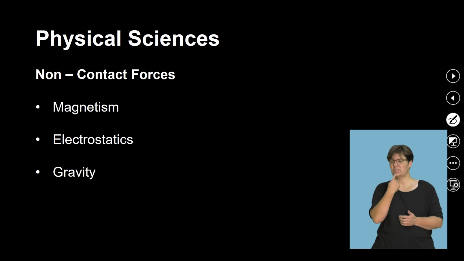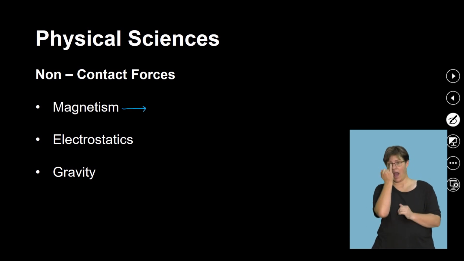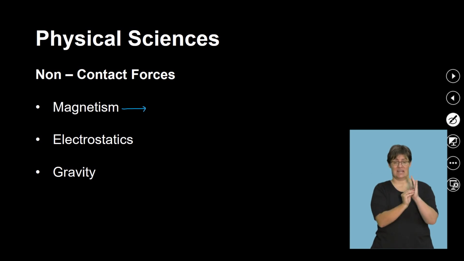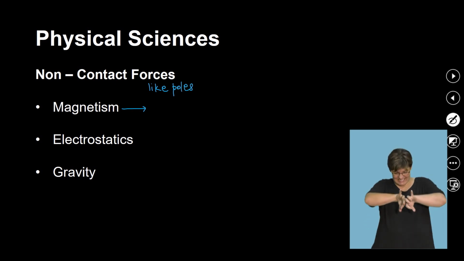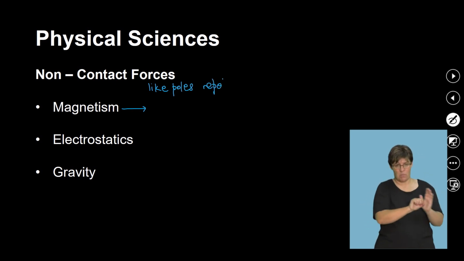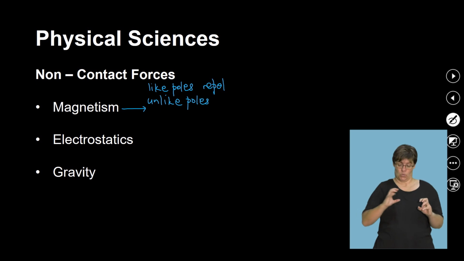All right. Now, what did we say? We spoke about the three types of non-contact forces. Our main focus was on magnetism. We spoke about the non-contact magnetic forces, and we agreed that like poles repel, and unlike, which is opposite, poles attract.